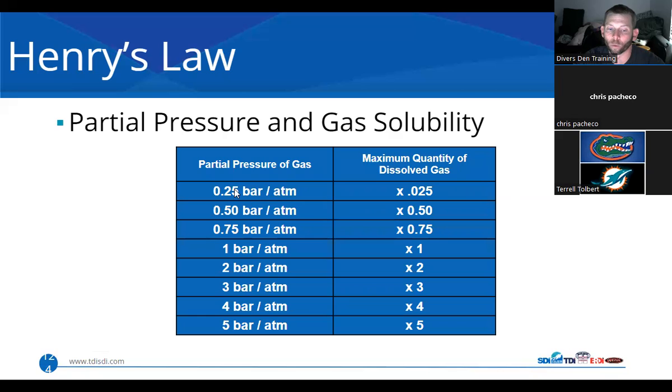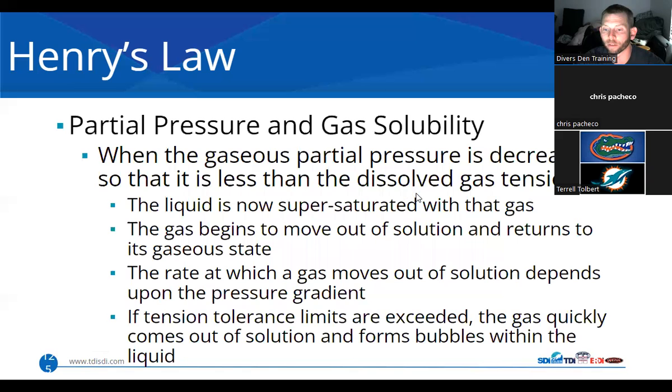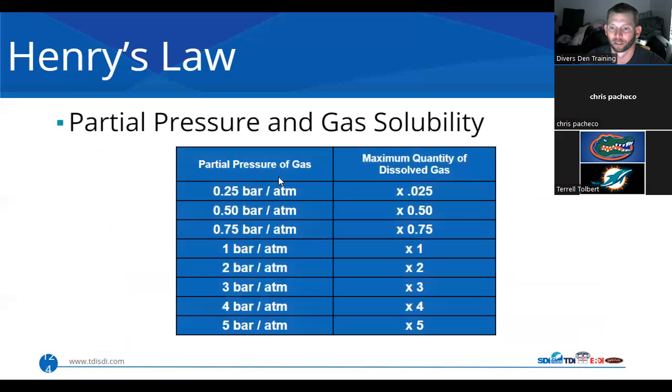At 1 atmosphere, it's going to be 0.25. At 0.5, it's going to be 0.5. At 0.7, this should be 0.25. That's a typo. Oops. That should be 0.25, not 0.025. All right, this should be 0.5. So this is what this is saying, right? The combined sum of all the gases is going to be equal to the number of atmospheres in the gas. So that's if you were going up in the air.